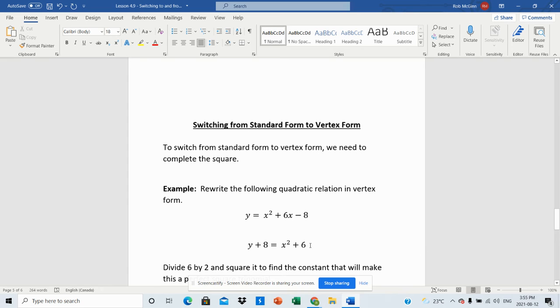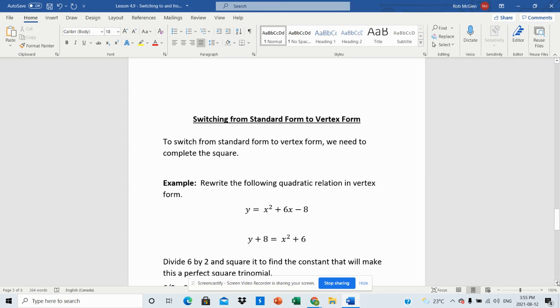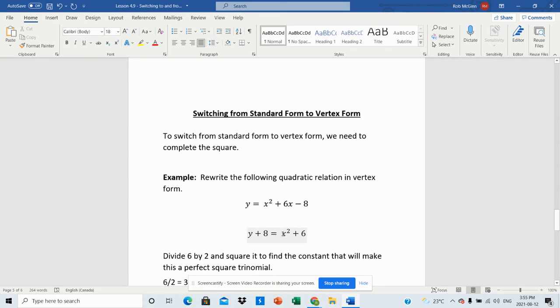So now what we want to do is complete the square. In order to complete this square, we need to find our last term. Since we're dealing with a simple trinomial, so we don't have a coefficient in front of x squared, we can simply take our second term of 6x and divide it by 2 and then square that number, and that'll be our missing constant here.